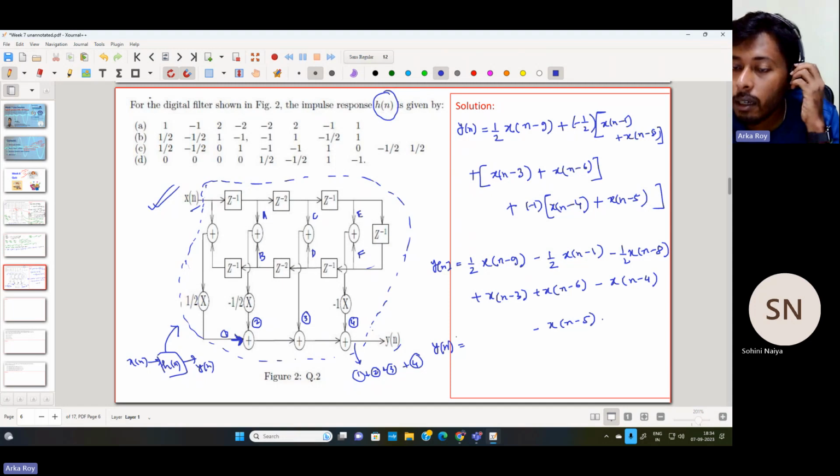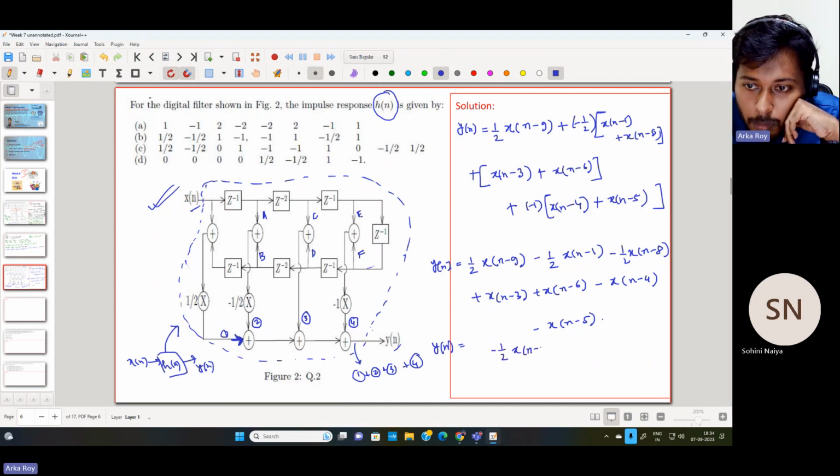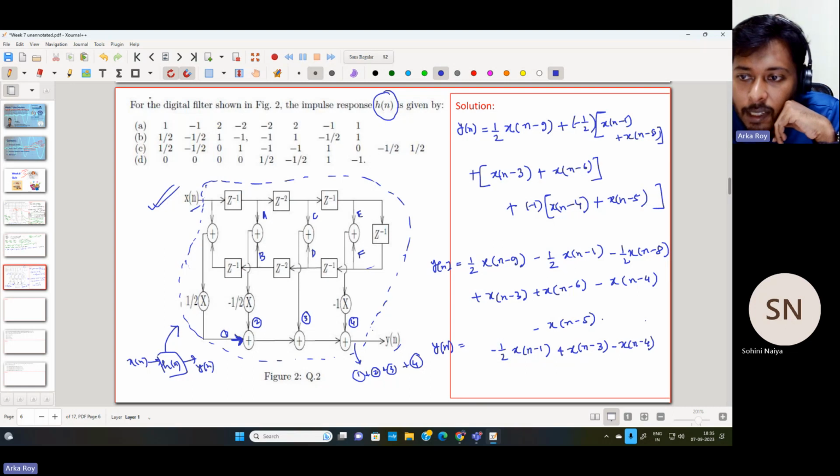So y of n, I can arrange all the components in this particular fashion. It will be minus half x of n minus 1, followed by x of n minus 3, followed by minus x of n minus 4. I'm just arranging in terms of the delay: first delay, second delay, third delay, fourth delay, likewise. There is no component with the delay 2, so the coefficient corresponding to delay 2 is basically 0. That will be taken care of at the end while finding the coefficients of the filter.